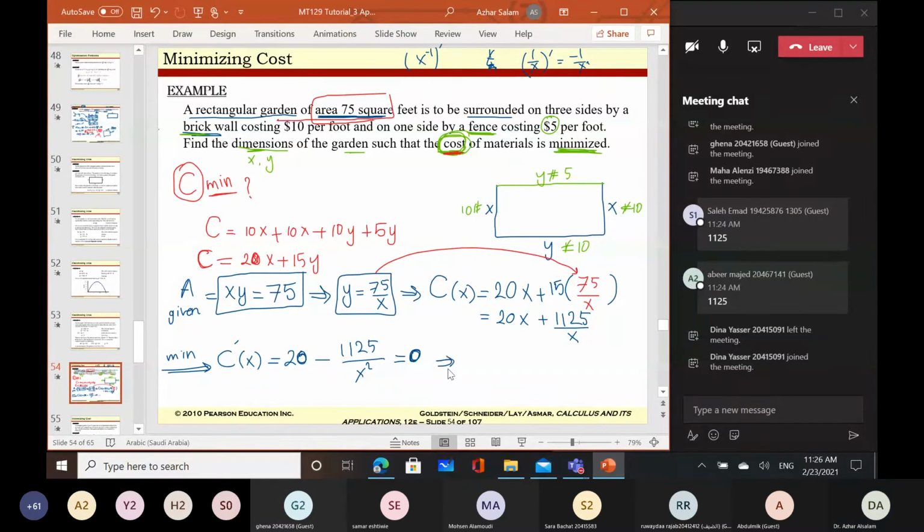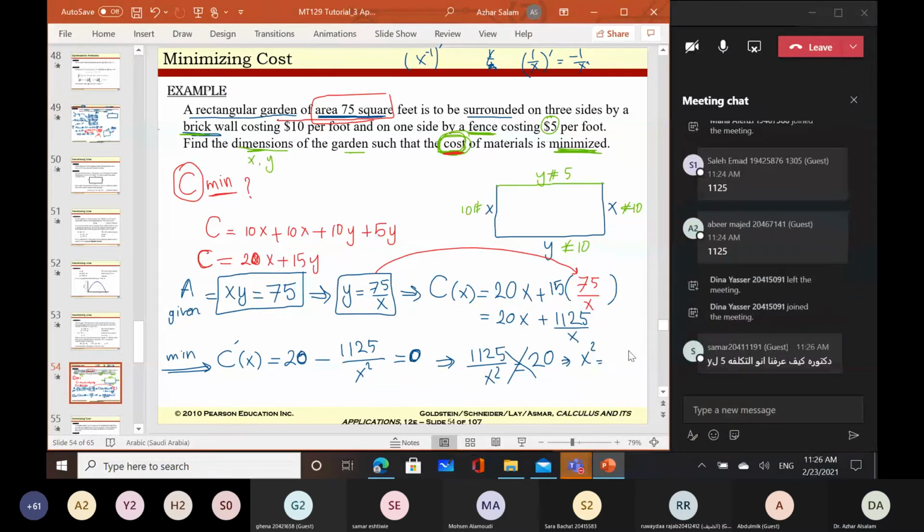So it will be 1125 divided by x square equals 20. I can multiply here in a scissor multiplication. It will be x square equals 1125 divided by 20.